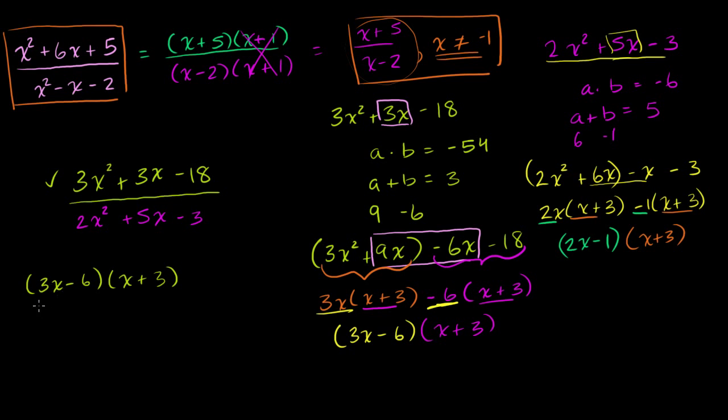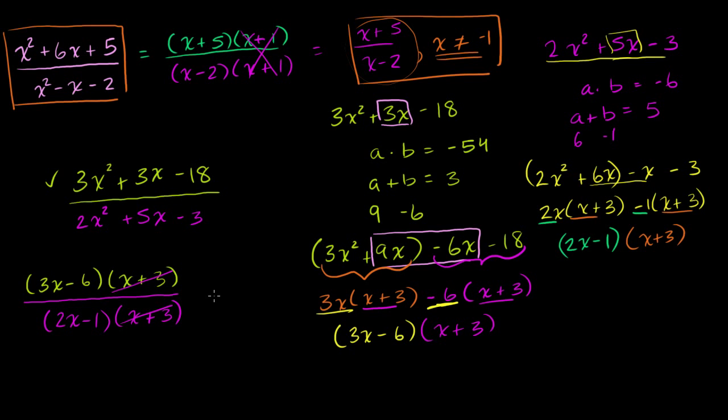So our denominator here is equal to 2x minus 1 times x plus 3. And once again, we have a common factor in our numerator and our denominator, the x plus 3. But we have to add the condition that x cannot be equal to negative 3, because that would make this whole thing equal to 0, which would make us divide by 0, which is undefined.